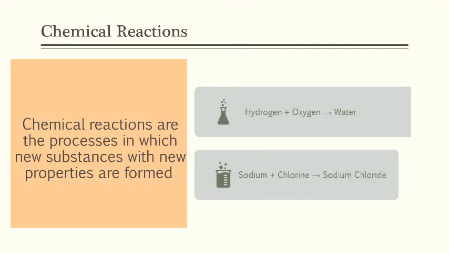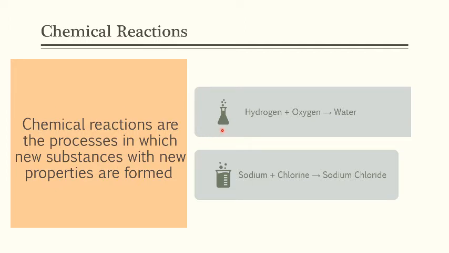In a chemical change, a chemical reaction takes place. Chemical reaction is a process in which new substances with new properties are formed. So the important thing is something new needs to be formed in a chemical reaction. Here we have some examples of chemical reaction.